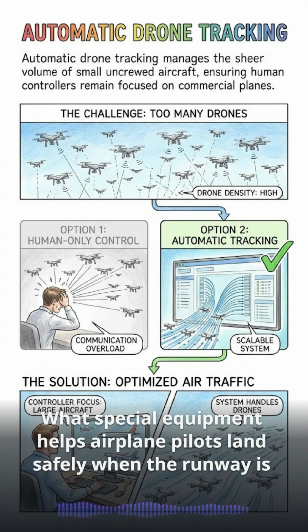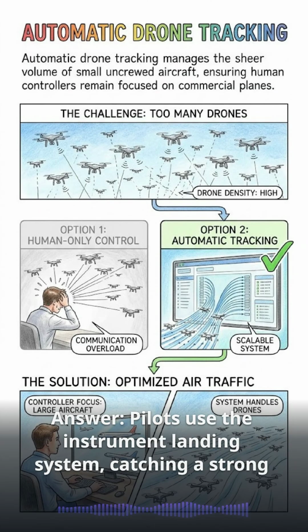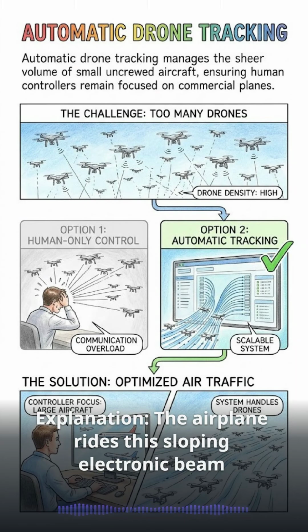67. What special equipment helps airplane pilots land safely when the runway is covered in thick fog? Pilots use the instrument landing system, catching a strong radio beam that points at the runway. The airplane rides this sloping electronic beam downward, touching the concrete without seeing the ground early.